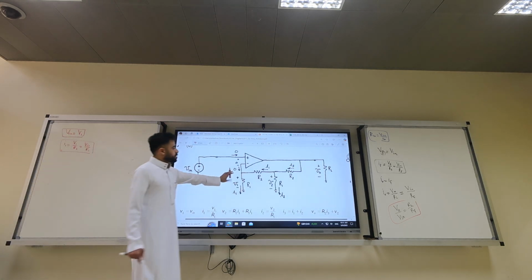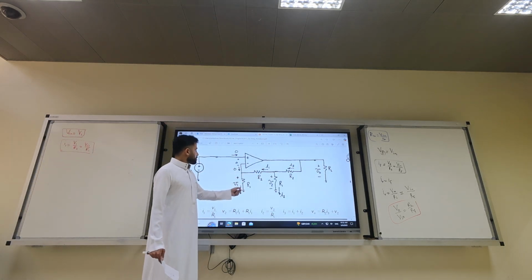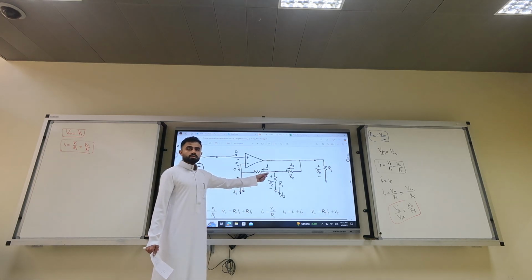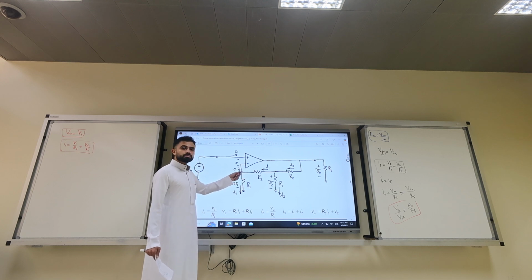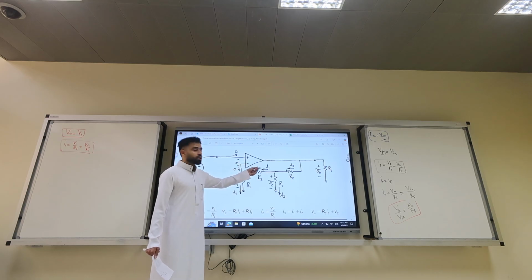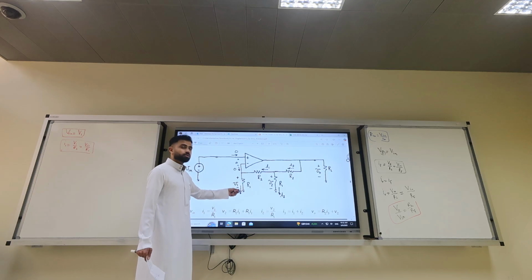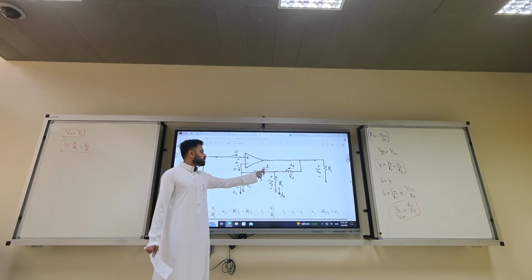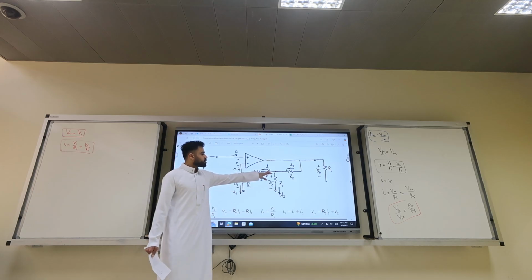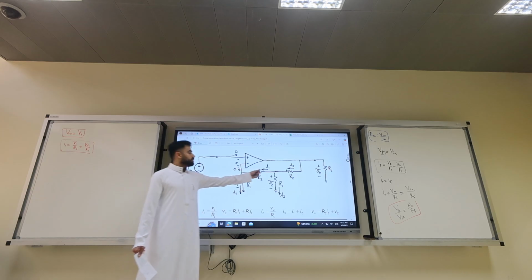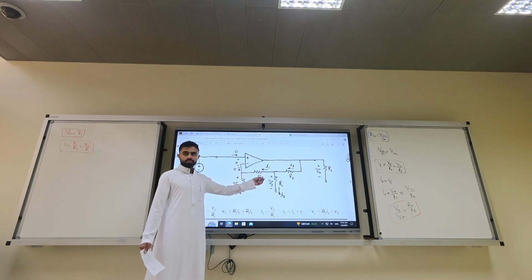That's good. Now, shouldn't we add the second current? No, we don't add it because this is also I1. Would it swim inside the op-amp? No, so this current would swim all the way to the ground. So this current, which we call I1, equals this current, which is also I1. Okay? So this is also I1. It's V2 minus V1 over R2.